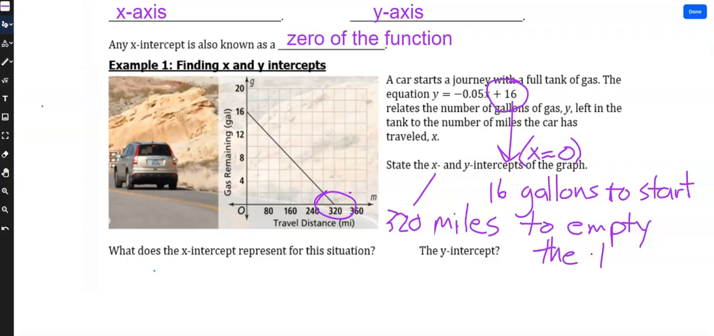So basically, you have 320 miles before you're going to be walking to a gas station. Okay? Not a good feeling. I've done it one time, and I don't ever want to do it again.